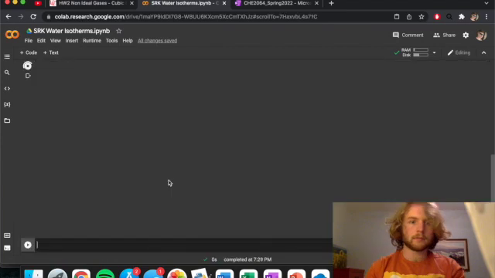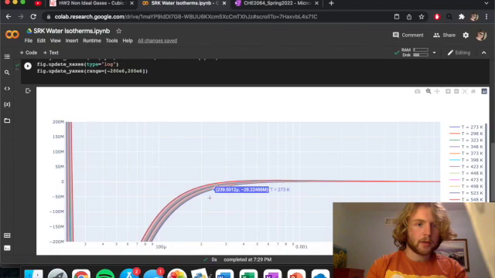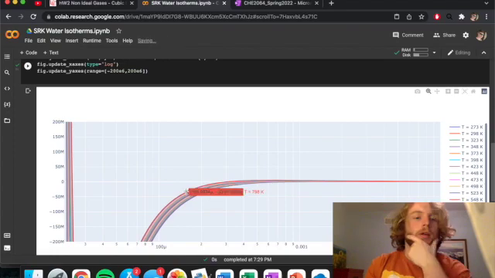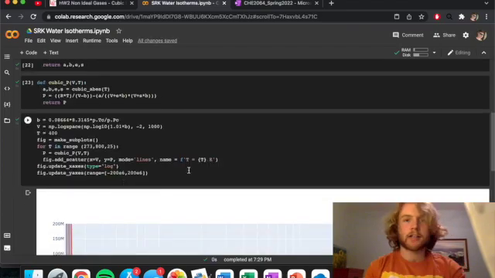Computer's running a little bit slow today, and that does not appear to be what we're looking for right here. Yeah, it's not supposed to be looking like this. We must have made a mistake somewhere. Yeah, I'll look through this and I'll get back to you when I figure out what the mistake is.